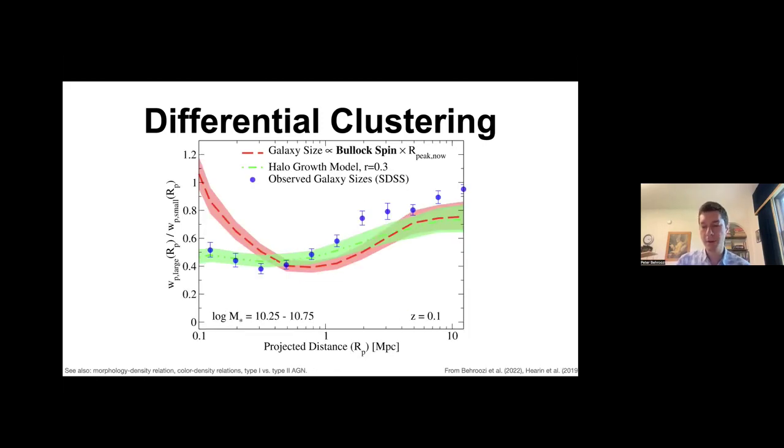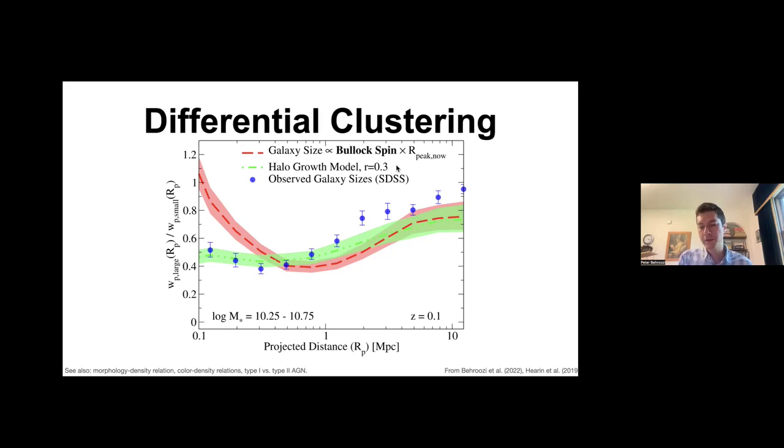No matter what property of a galaxy you split on, you can often find some differences in the relationship with environment. There have been tons of examples that we've discussed in the past, like morphology-density relations, color-density relations, AGN, like type 1 versus type 2. But also, in recent years, there's been a resurgence in interest in splitting galaxies by different properties to see what kinds of effects we can measure.